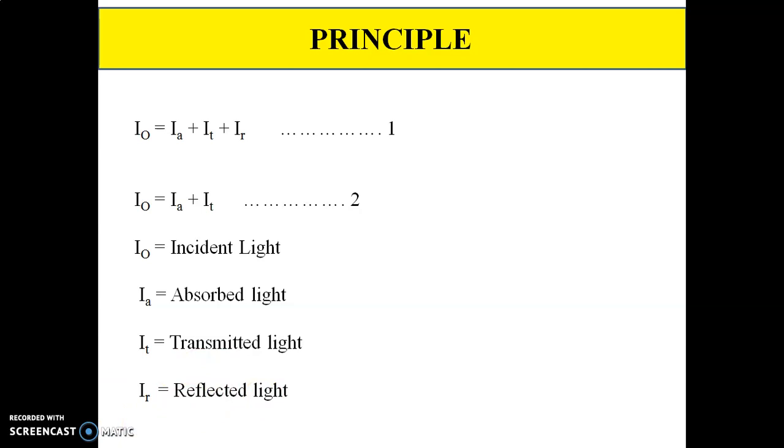If a comparison cell is used, the value of IR, which is very small, about 4% for air glass interface, can be eliminated. So under this condition, equation 1 becomes I0 is equal to IA plus IT. That is, incident light is equal to absorbed light plus transmitted light.